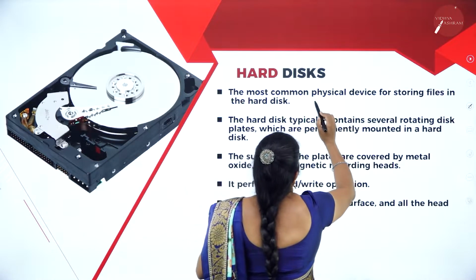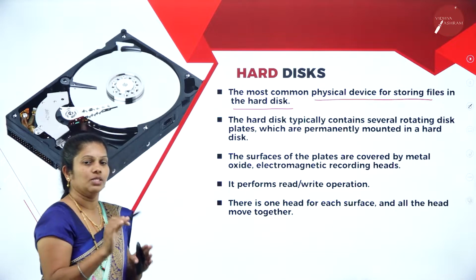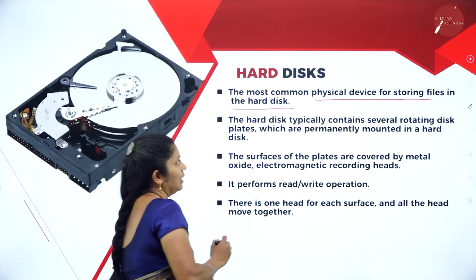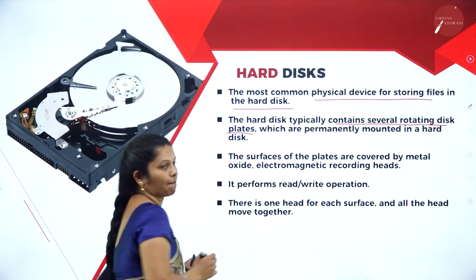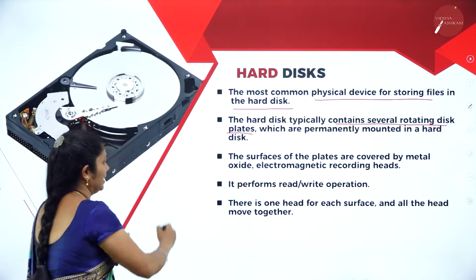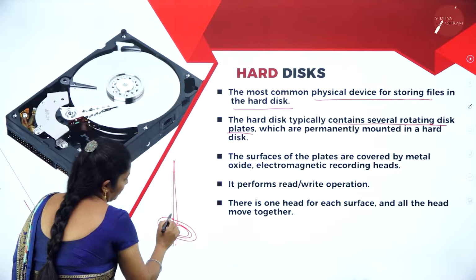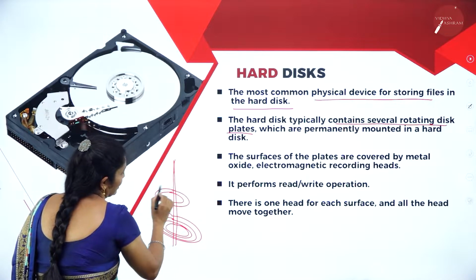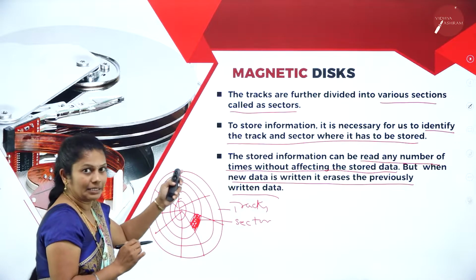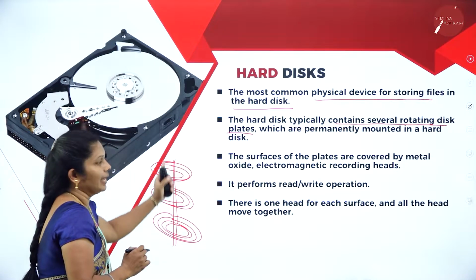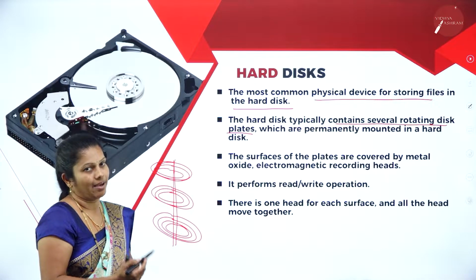The most common physical device for storing files is the hard disk. It's a common secondary storage device. The hard disk typically contains several rotating plates. Consider this is the plate. Here we have so many tracks and sectors like this. If you observe this magnetic disk, here we have the same format. In a hard disk, we have several disks. Each disk contains several sectors and so on.